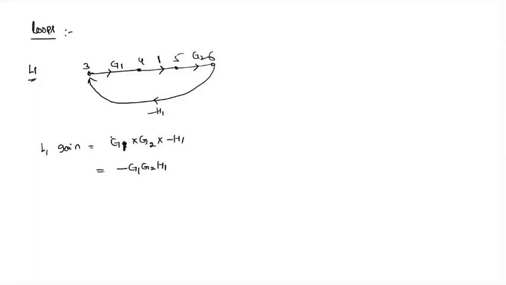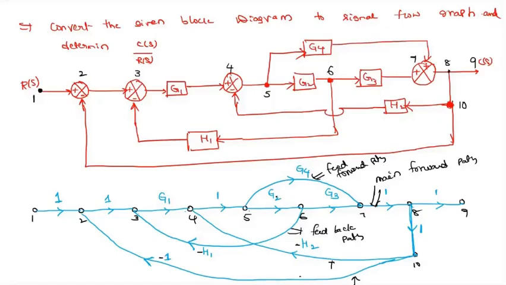Next, is there any other loops we'll see right now? What are the other loops? By looking at the diagram, tell me. So one is 3, 4, 5, 6, 3 is clear. Then what are the other loops?